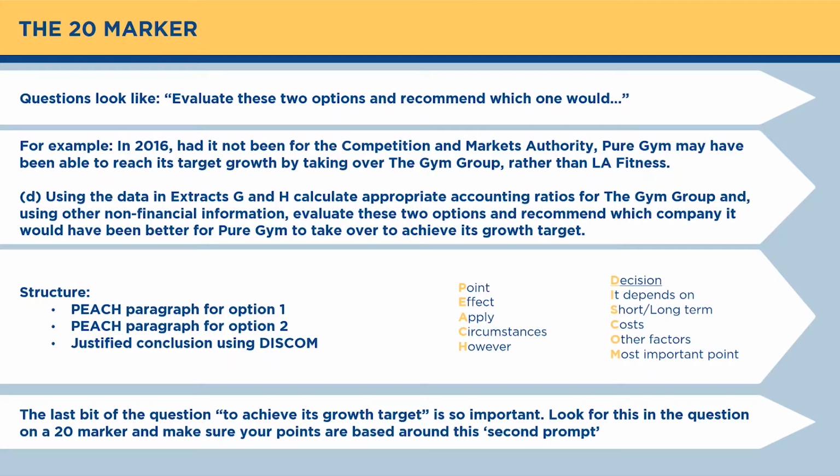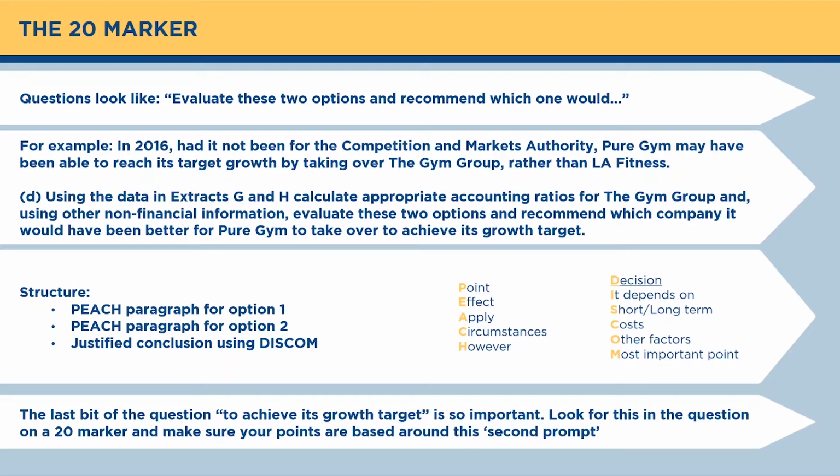In terms of the structure, pretty straightforward and something you'd definitely be able to do within 20 minutes. Each paragraph for option 1, each paragraph for option 2, and then we need a significantly justified conclusion. I get my students to use a DISCO M structure. So I've put those 2 little structures, those 2 mnemonics on the screen. So PEACH, as a reminder, this is all covered in part 1, is point, effect, apply, circumstances, however. And then DISCO M, which is covered in part 4, is decision, and then it depends on short, long-term, costs, other factors, most important point.